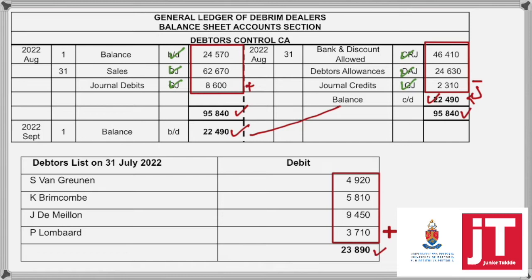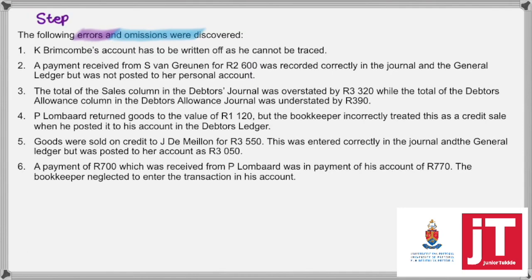The balance brought down is on the debit side. Sales is in the correct spot. Journal debits is in the correct spot. Bank and discount allowed must be credited. Debtors allowances must be credited. And obviously, journal credits must be credited. So now we need to look more specifically at the transactions to find the errors and omissions. So errors and omissions are normally, as I say, step 3 and 4. Looking at where the information is going wrong and what is happening.